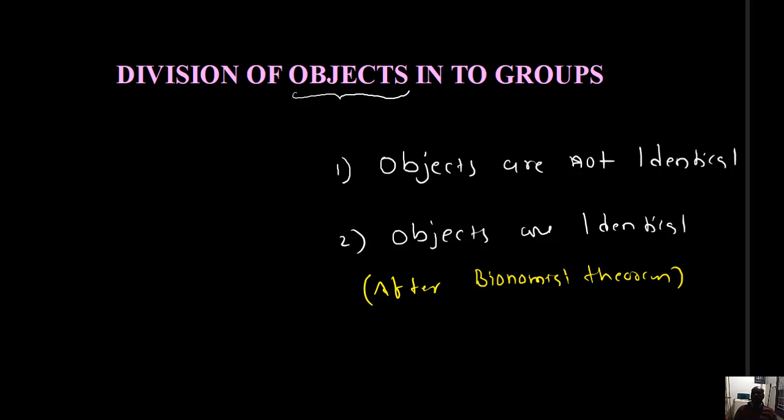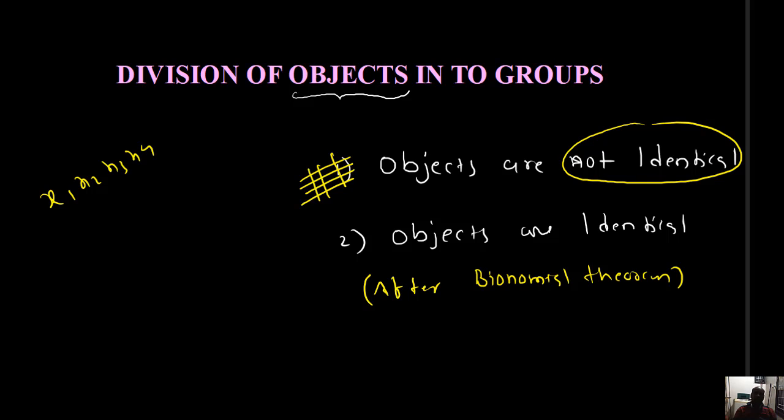So first of all, today I am going to explain the concept of division of objects into groups where the objects are not identical. I want to say what is the meaning of this. For example, objects are x1, x2, x3, x4. These objects are not identical. Identical means just like x.